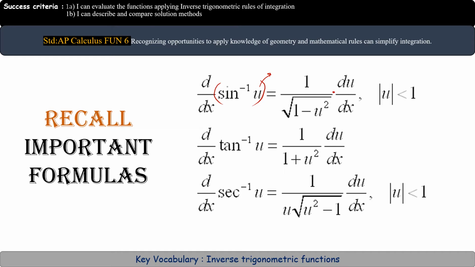D by dx of tan inverse of u is 1 over 1 plus u square times u prime. Similarly, sec inverse is 1 over u square root of u square minus 1 times u prime. Now, if we reverse the process, that is, if any function is written in the form of 1 over square root of 1 minus u square and its derivative is written, then of course the answer will be sine inverse of u.